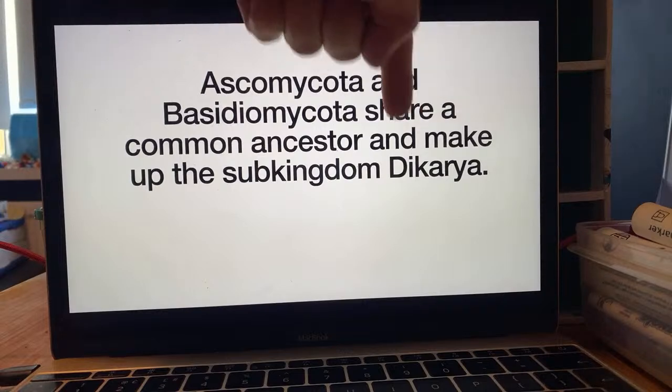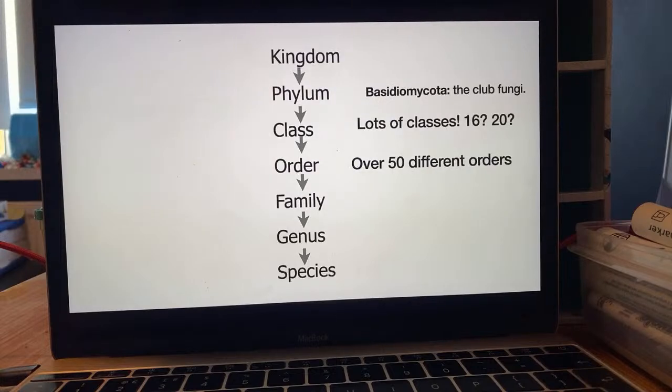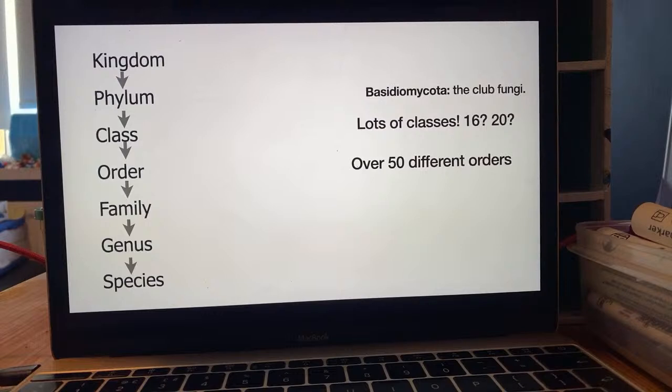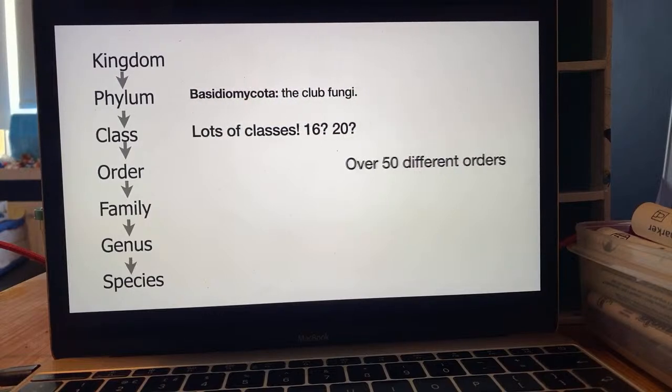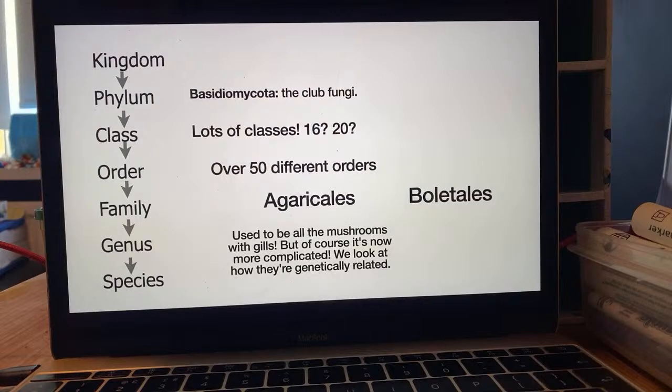So you can call them all actually Dikarya. There's like a group above those two phyla because they're very closely related. So there's loads of classes in Basidiomycota, like 16 or 20, and then over 50 different orders. We're just going to have a look at a couple that come up a lot that we've looked at already. So there's the order Agaricales, and there's the order Boletales. Agaricales used to just be all the mushrooms with gills, but of course now it's more complicated because we look at how they're genetically related, and Boletales was actually created to describe the boletes, but yeah, now it's more complicated.